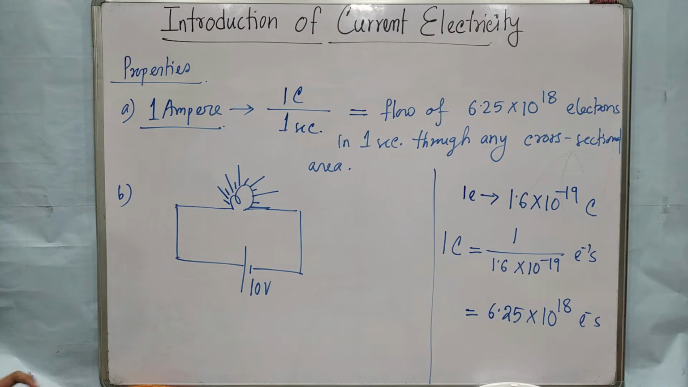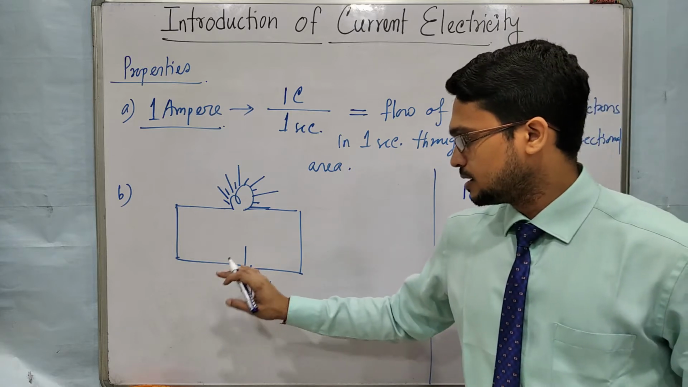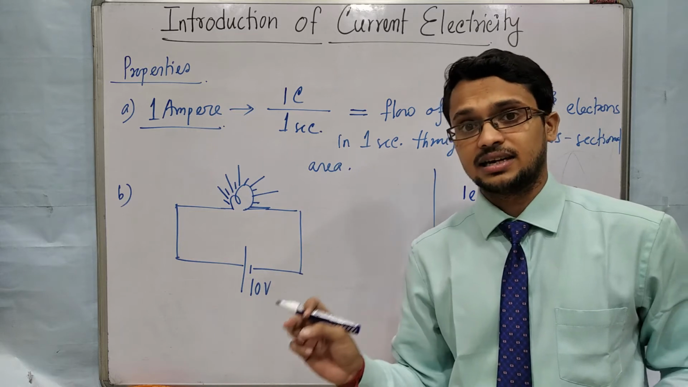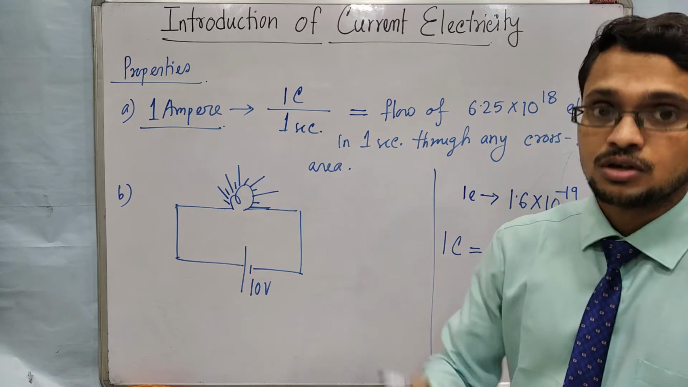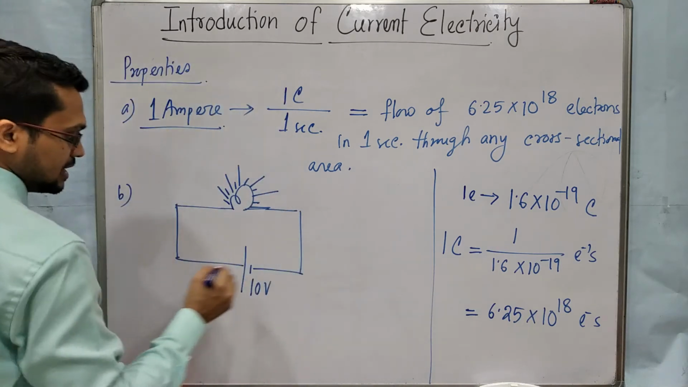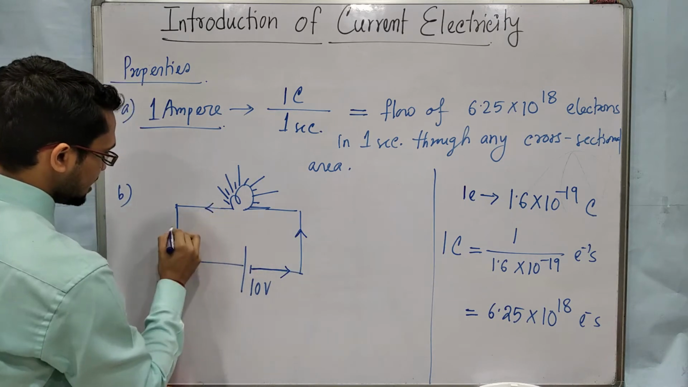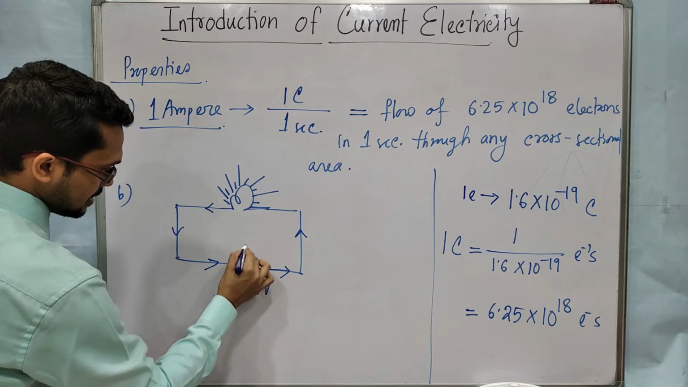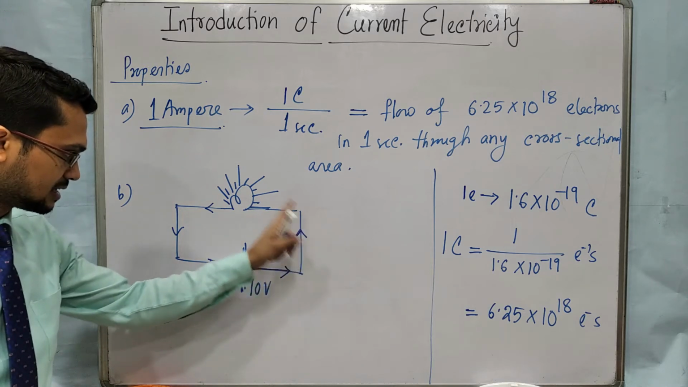Metallic wire means there are many free electrons. Whenever we place those free electrons in any potential difference, they will flow. Electron always flows from lower potential to higher potential. Electron is negatively charged, so electron will flow from lower potential to the higher potential. So this small line represents lower potential and this big line represents higher potential. So electron flows in this direction.